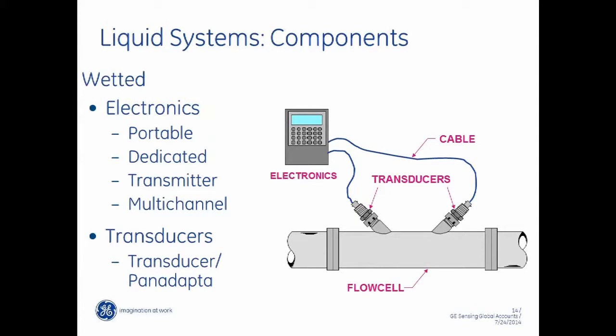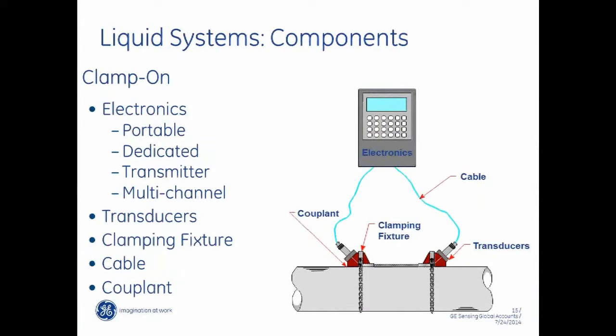Some of the components of an ultrasonic flow meter. In a wetted application, we have the electronics, which could be portable, dedicated, an explosion-proof transmitter or even multi-channel. And then we have transducers, and you see those on the pipe, and a cable that interconnects those transducers to the electronics. In a clamp-on, it's much the same, but you don't have transducers that are actually inside the pipe. So you have just transducers that are clamped to the outside of the pipe.